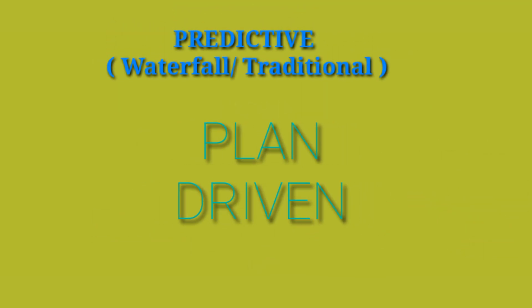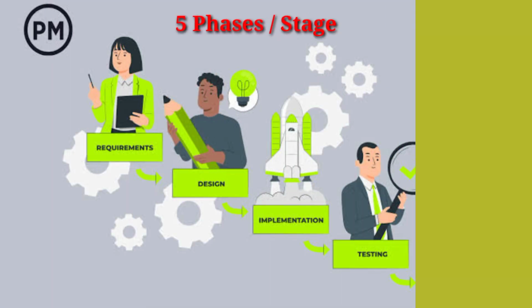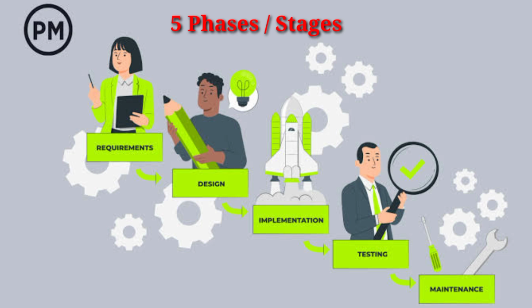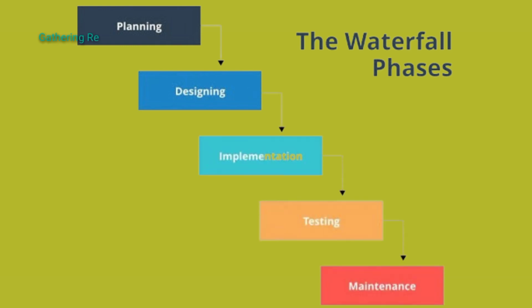Why is predictive or waterfall known as plan driven? Here you can see the 5 stages or phases of this process. The predictive phase starts from gathering requirements, then it jumps to the designing sector, then we implement it, and testing, validation or verification will be done, and then it is handed over to the maintenance department.